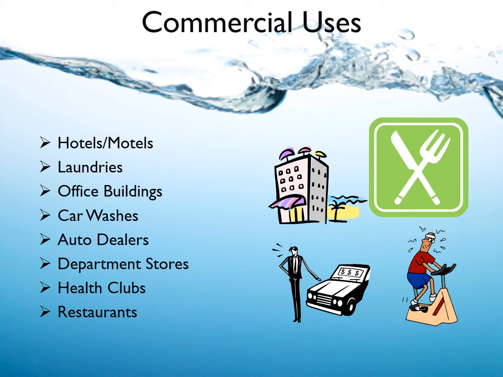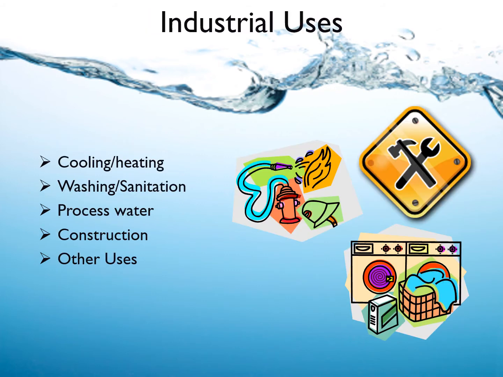You almost have to select one and say, okay, in my area, there's 6 laundries. I'm going to see what I can do to save water for these 6 laundries. Or there's 1,000 restaurants. I'm going to target these restaurants. Or 10 health clubs. I'm going to target them. You almost cannot take them as one single group.